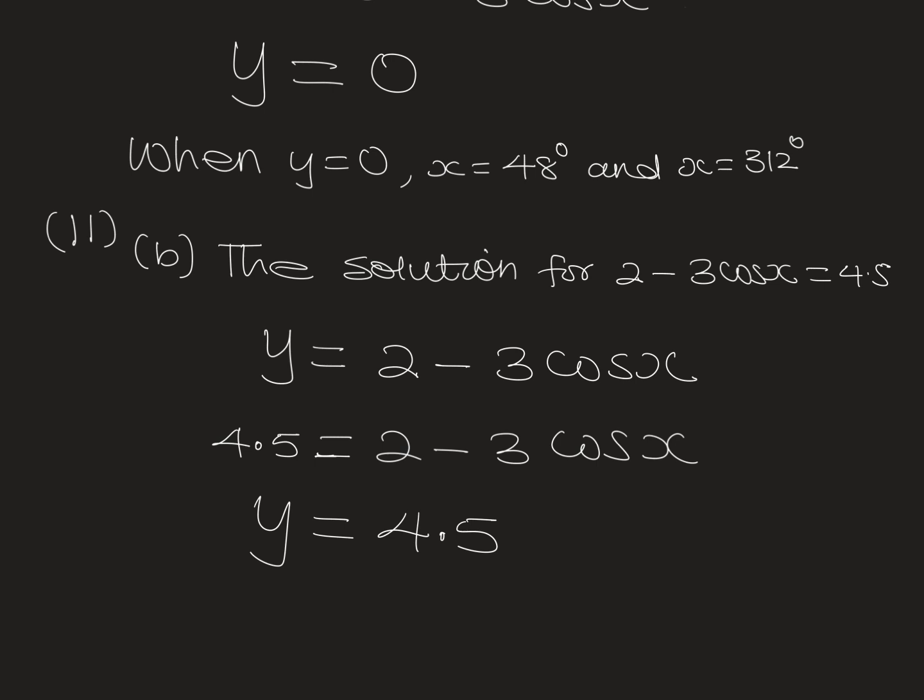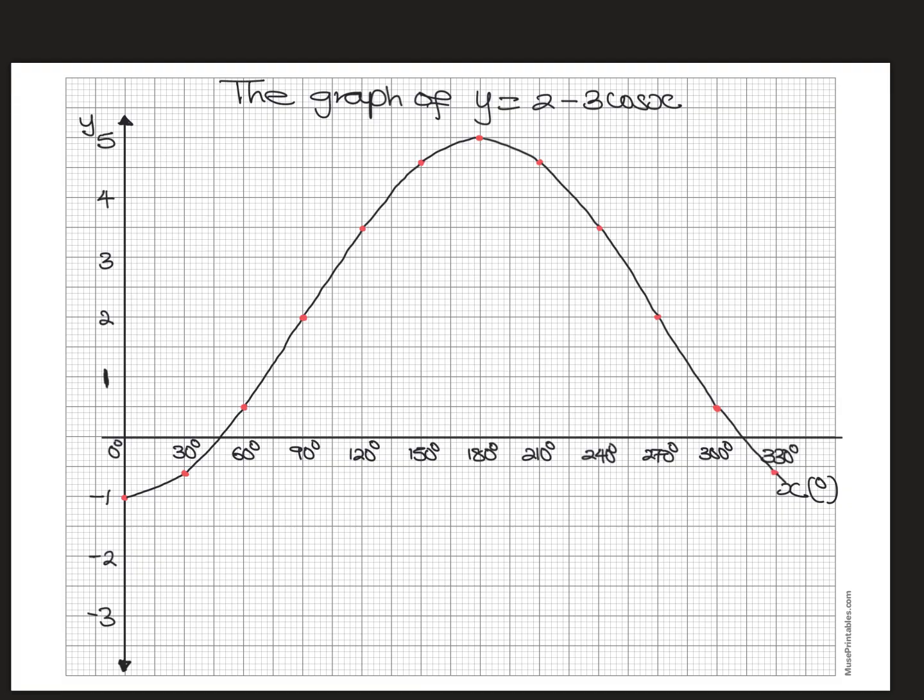We will go to the graph to determine the values of x for which y is equal to 4.5. So this is our graph where y is 4.5 is at this point. So let's try to bring a line to see where it will cut. So this is the line where y is equal to 4.5.